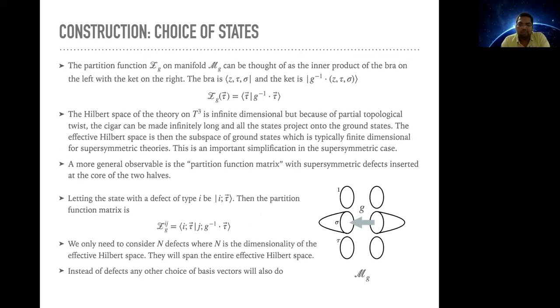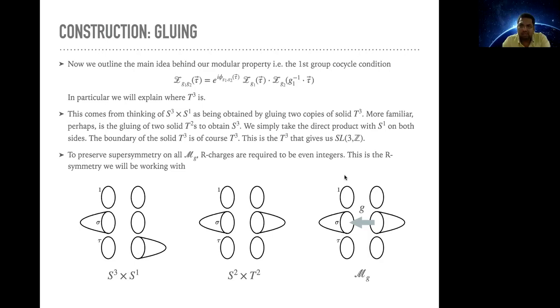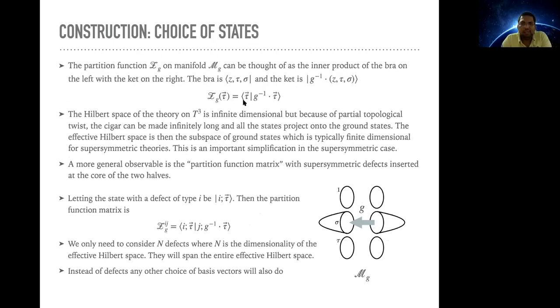Okay, so now because of this gluing, the natural way of thinking about the partition function is as the inner product of states. So you have a state on this half side, and you have a state on this half side, and this gluing to construct the manifold means that the partition function is constructed by taking the inner product of the state living on this boundary with the state living on this boundary. And that is what is given here. So the boundary on the left comes with the parameters sigma and tau, which collectively I have denoted as a tau vector.